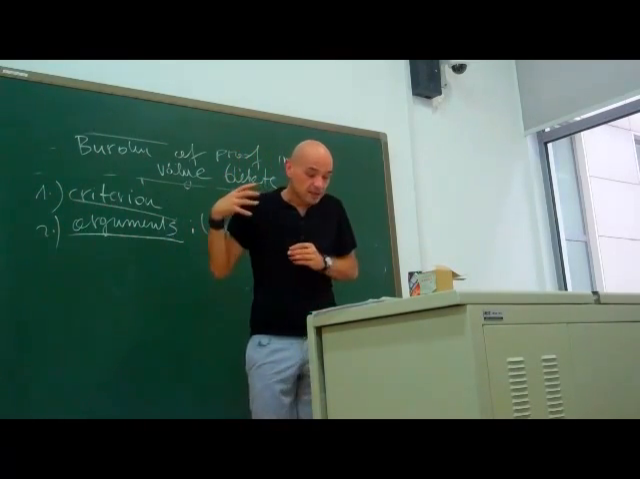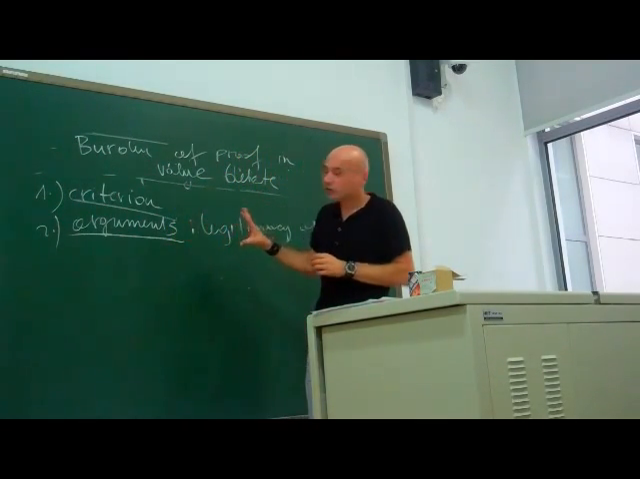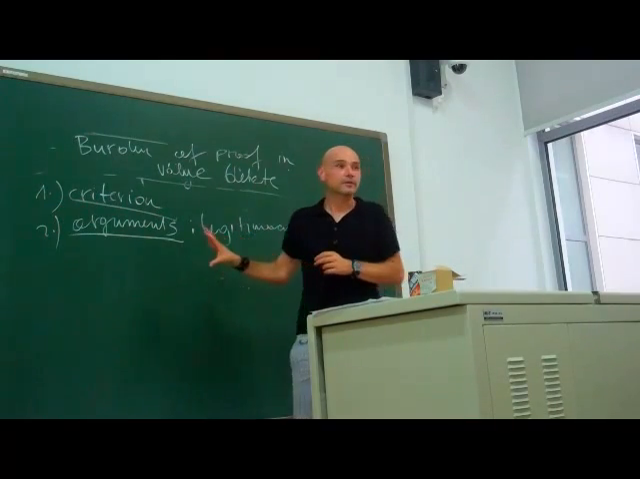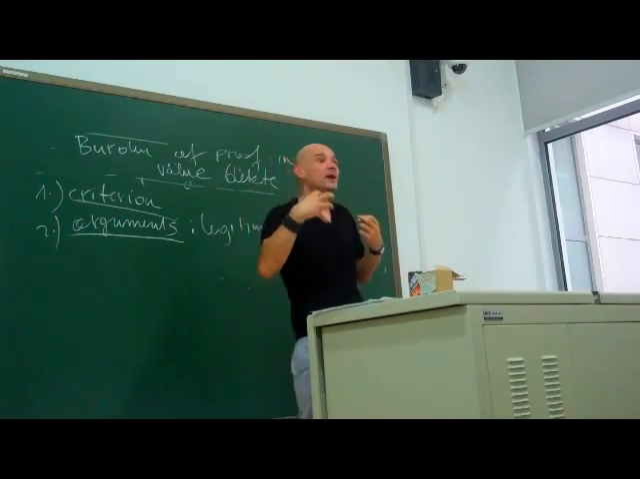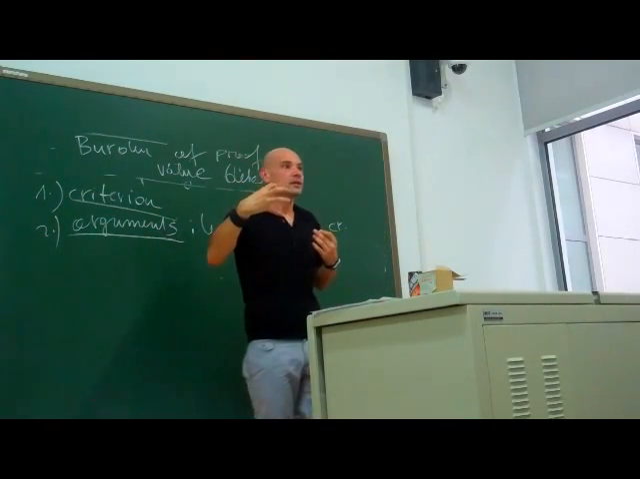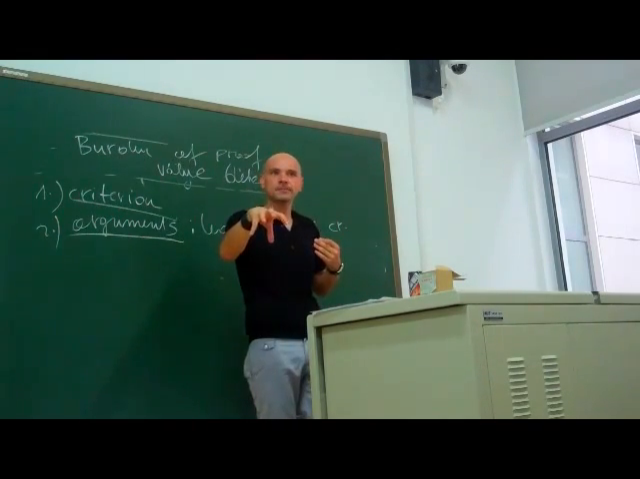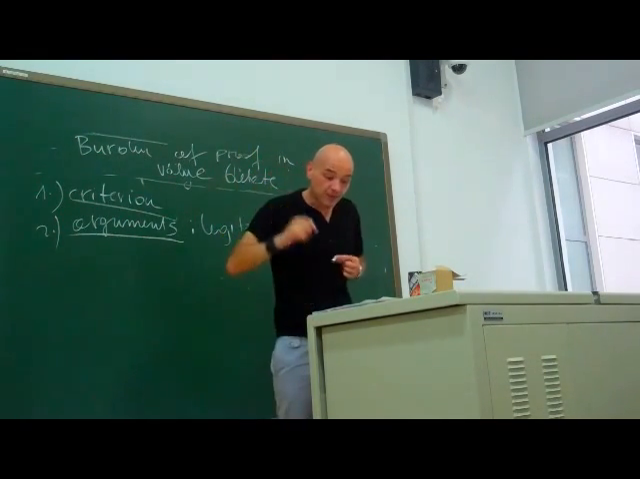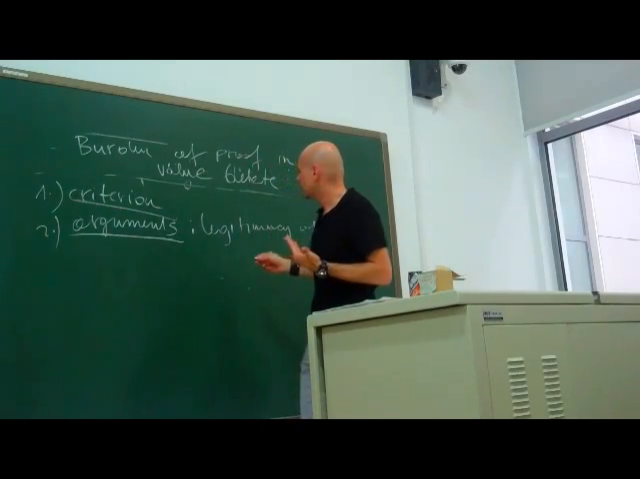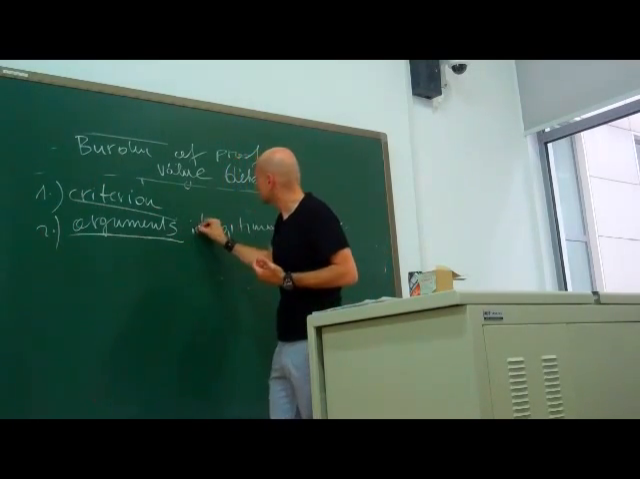So this is legitimacy of criterion. Why is my criterion legit? Why can I establish this criterion for happiness? That's it. This is A1.